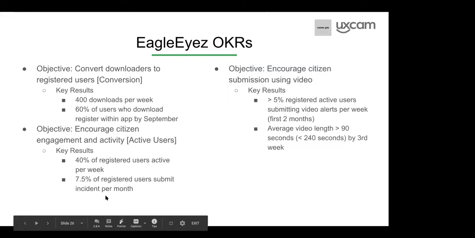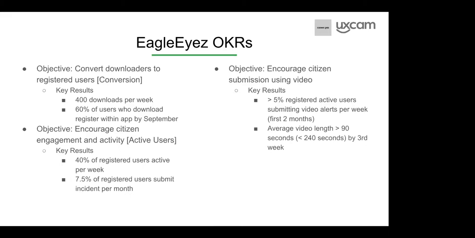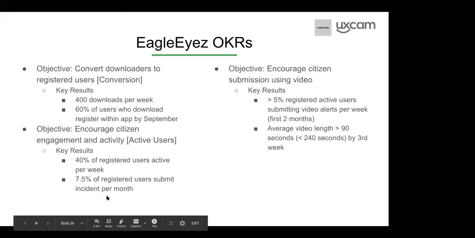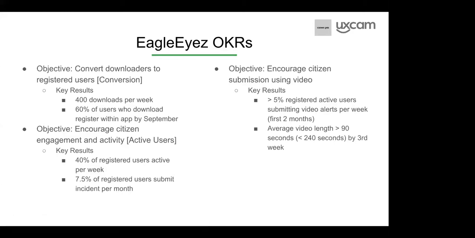Yeah, so what are our OKRs for the app specifically? You know, we talked about the metrics we were going to measure before. We have an objective around converting people who download into registered users. What are the results we're expecting? We want at least 400 downloads per week. And from those folks, we want 60% of them to register. And, you know, I like to make the key results time bound. So we want this by September. And at that point, depending on what we see, we may rethink the key results that we are looking for. We want to obviously encourage all kinds of engagement. So we want at least 40% of the registered users active per week.